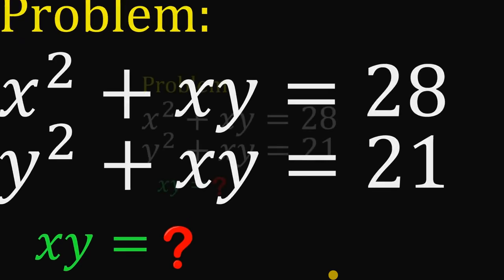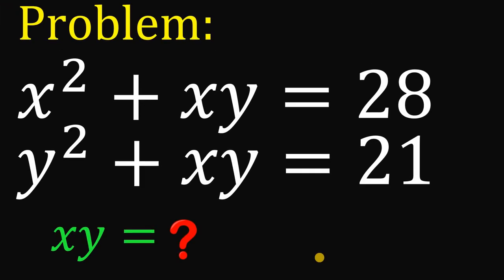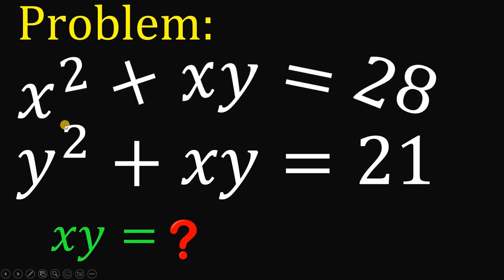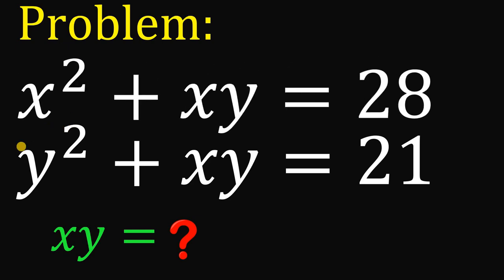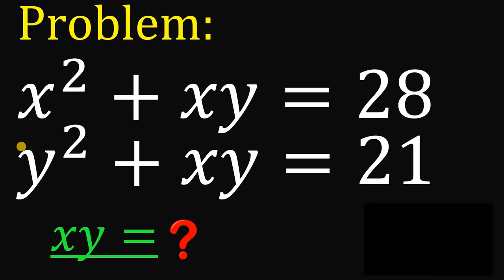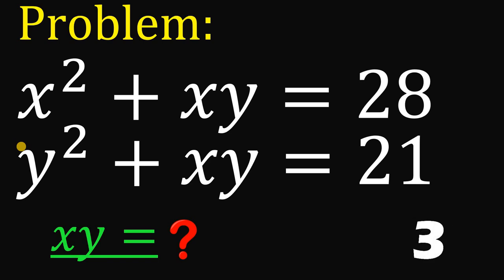Here's the question. Given that x squared plus xy equals 28 and y squared plus xy equals 21, our goal is to find the product of x and y. You can pause this video if you want to give this problem a try. And now let's answer this question together.